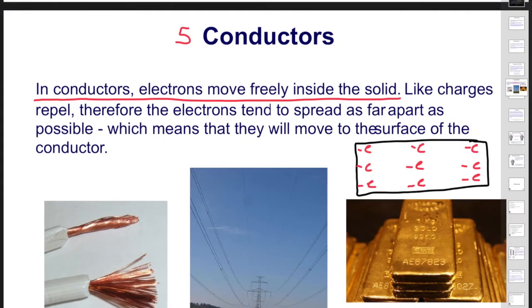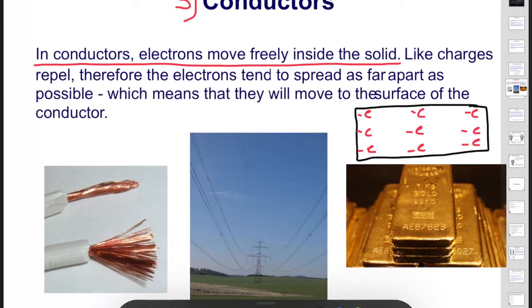Point number 5 is conductors. Now, in a conductor, electrons move freely inside the solid, and this is the more important part. Electrons move freely inside the solid. Let me try to explain here in an example, and then I'm going to explain the other points.